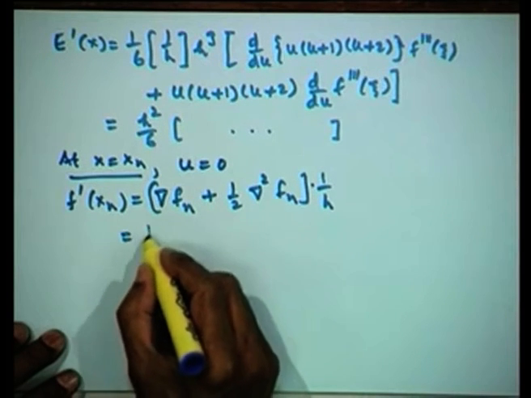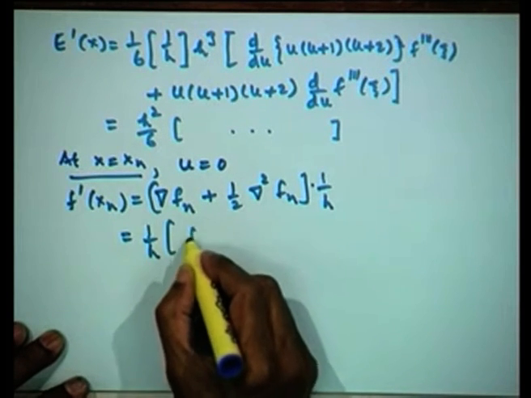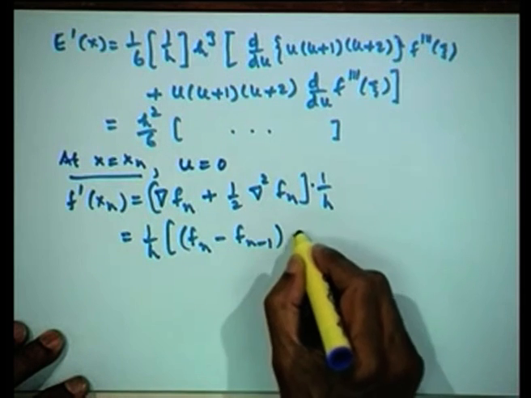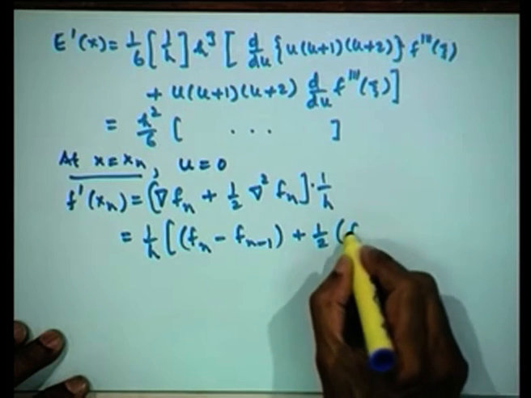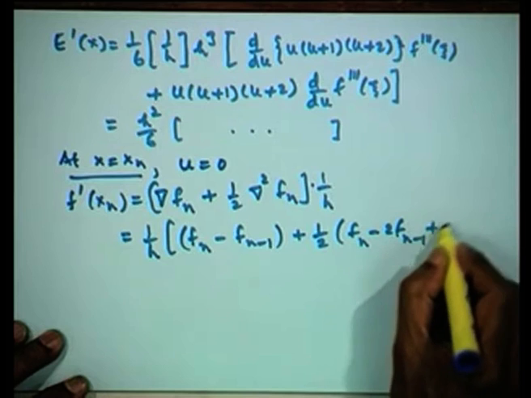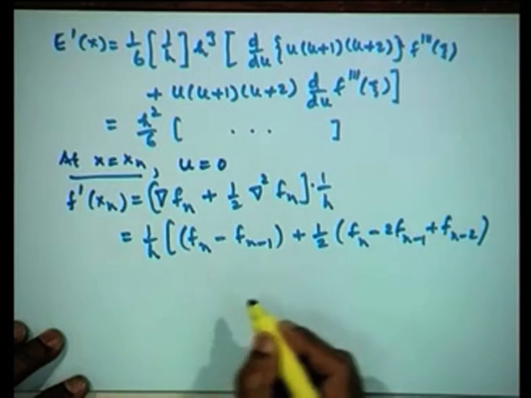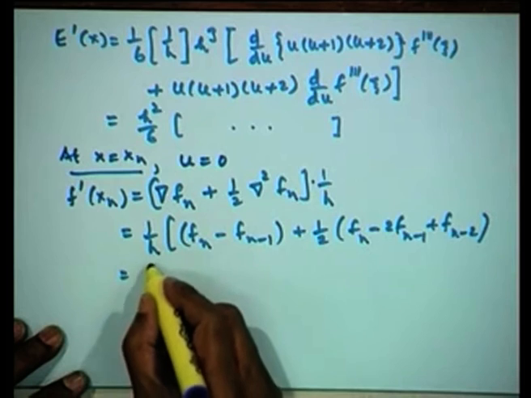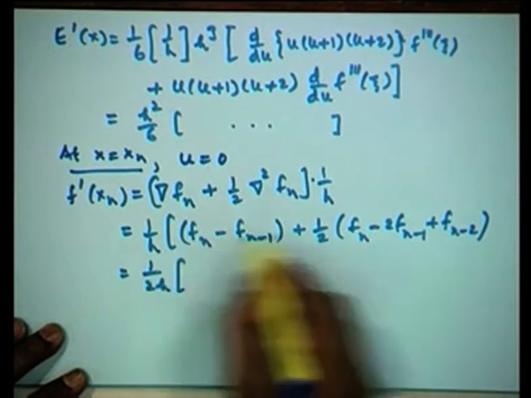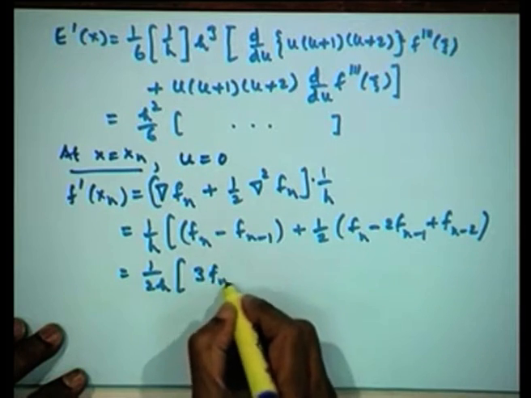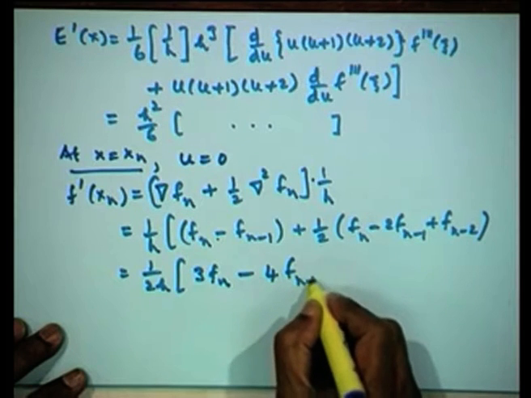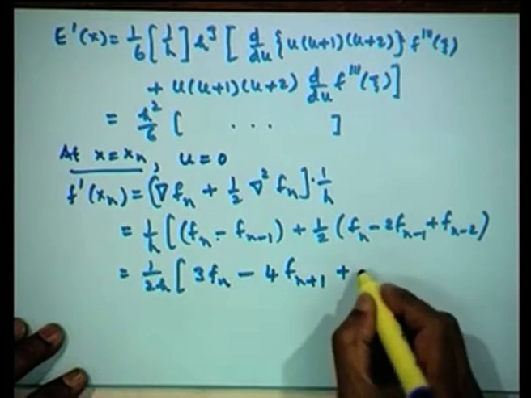Let us simplify this. 1 upon h, this is f n minus f n minus 1 plus half f n minus 2 f n minus 1 plus f n minus 2. Therefore, this is 1 upon 2 h, 2 f n minus 2 f n minus 1 plus f n minus 2 f n minus 1 plus f n minus 2, which gives 3 f n minus 4 f n minus 1 plus f n minus 2.